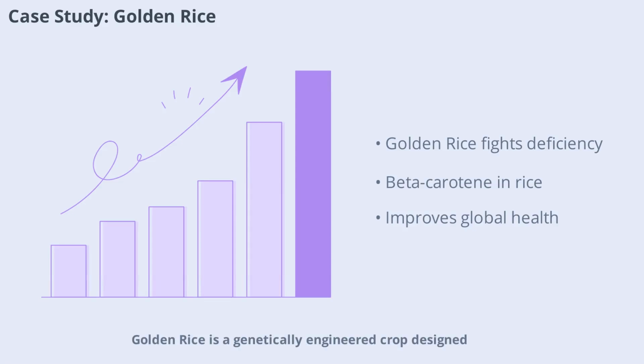Golden rice is a genetically engineered crop designed to combat vitamin A deficiency in developing countries. By inserting genes that produce beta-carotene, scientists created rice that provides essential nutrients. Golden rice is a powerful example of how genetic engineering can address global health challenges.